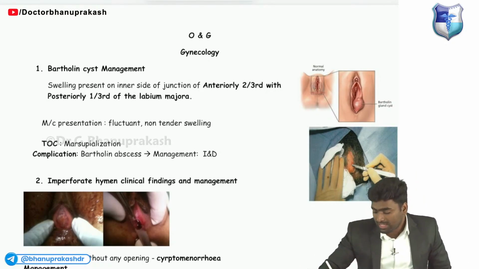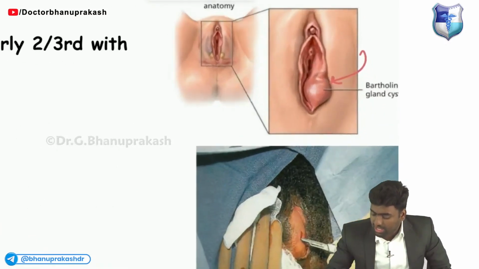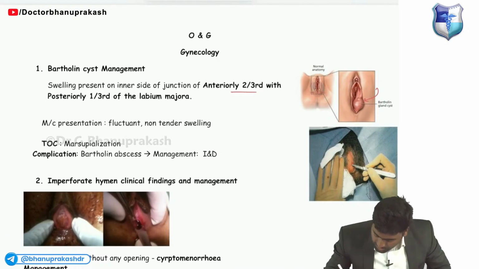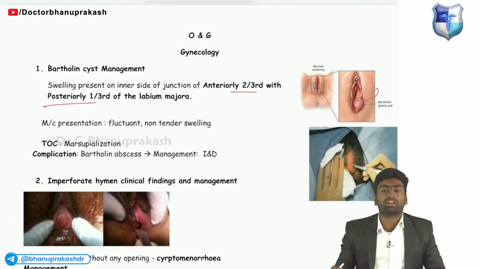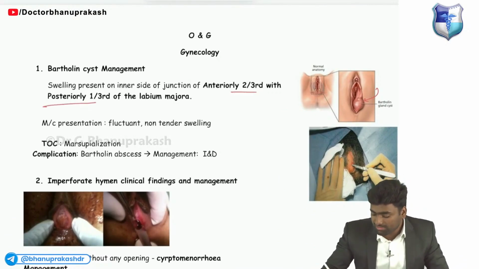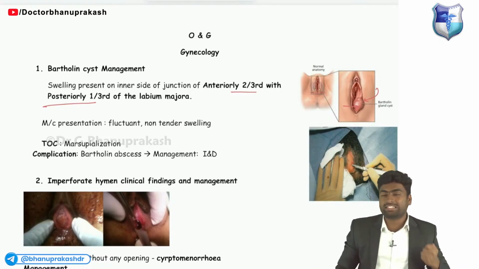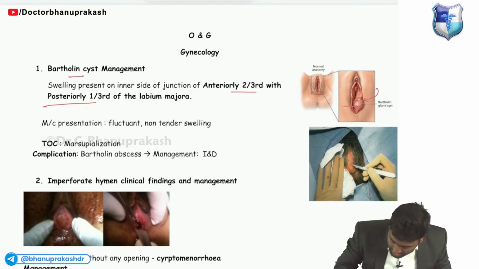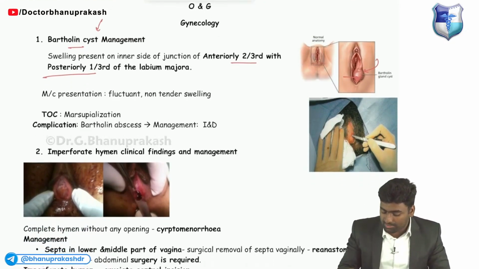First, you saw this female presenting with a swelling at the level of the junction of the anterior 2/3 and posterior 1/3 of the labia majora. You saw this swelling. So what do you think of? Which cyst is this? It is the cyst of the Bartholin's gland. It is a Bartholin cyst.